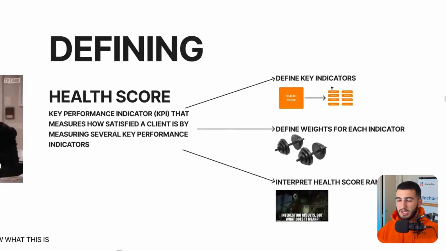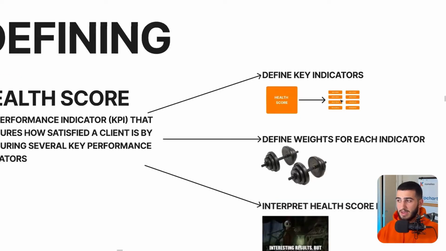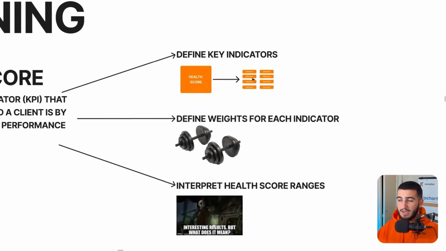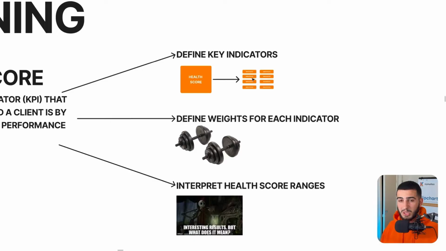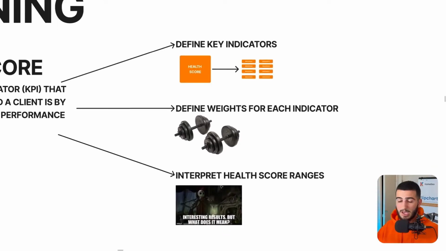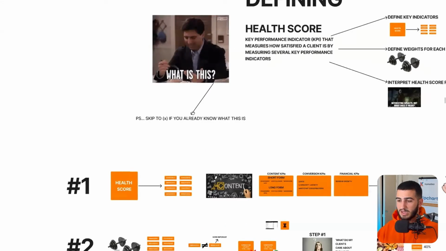The way we're going to split up defining it is 3 different parts. Firstly, we're going to define the key performance indicators that you're going to be tracking related to that specific health score. Then we're going to define the weights for each indicator. Like I said, because the health score is made up of a bunch of different indicators, some indicators might be worth more than others. So we need to weigh them up and value them on their importance and overall contribution to the health score. And then we're going to need to interpret a health score by creating different ranges. So let's get straight into it.